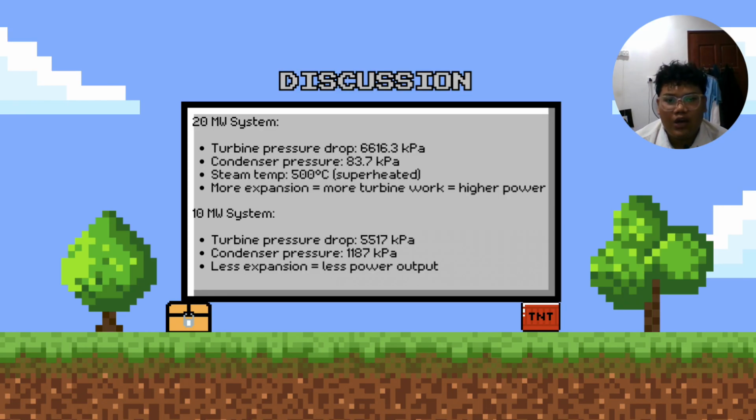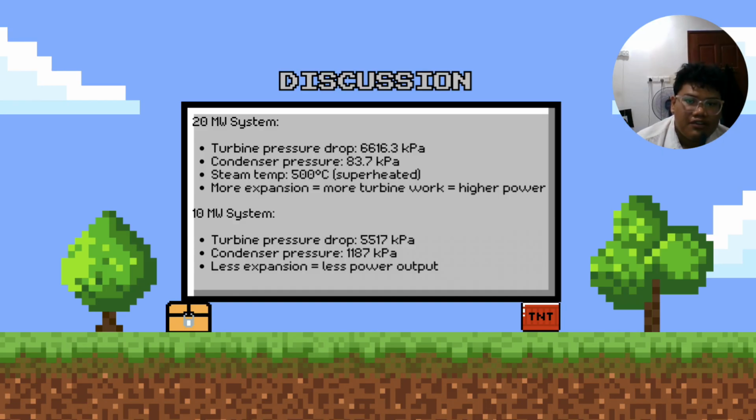So, for the 20 megawatt system, the turbine pressure drop is 6,616.3 kilopascal. The condenser pressure is 83.7 kilopascal. The steam temperature is 500 degrees Celsius, so we can say it is superheated. And from this, we can see that more expansion means more turbine work, and it becomes higher power. And for the 10 megawatt system, the turbine pressure is lower.